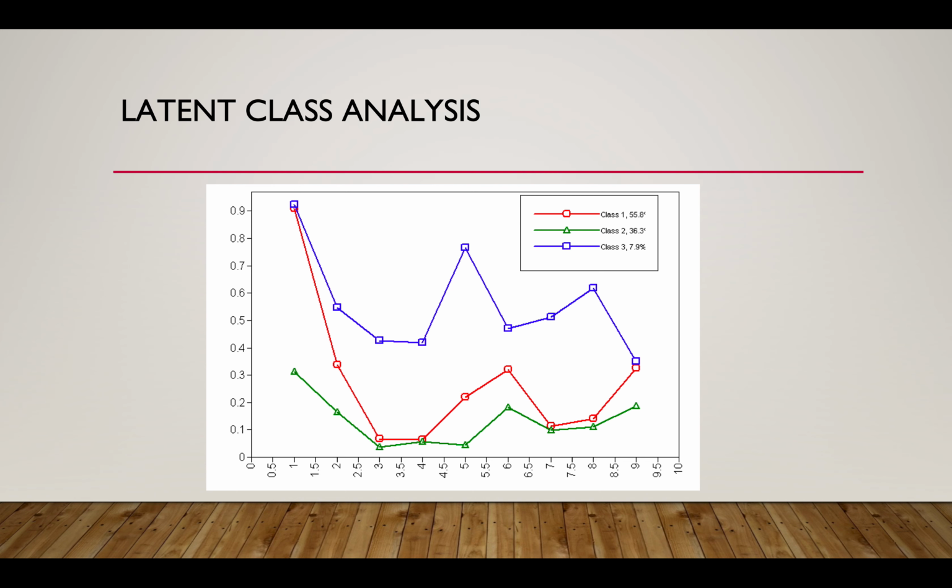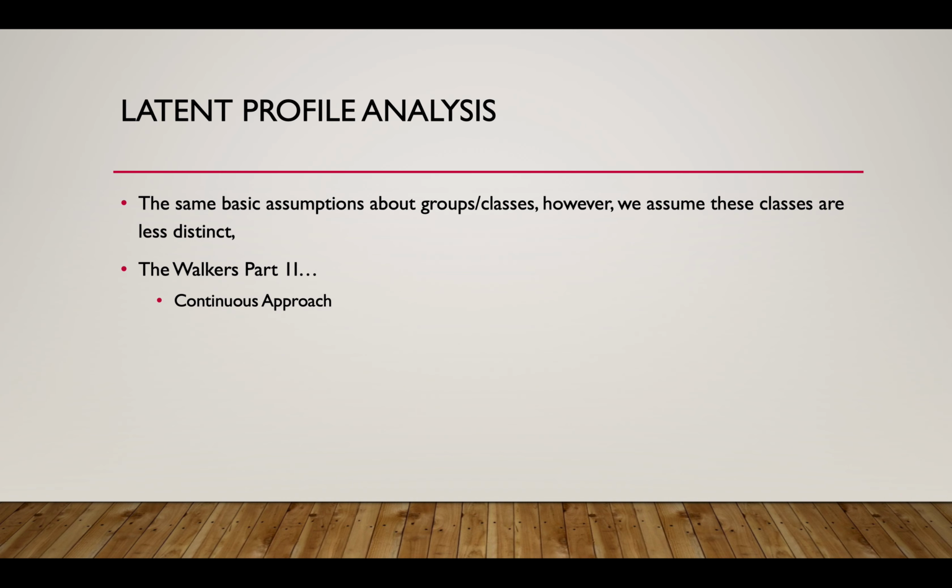The other feature of latent classes and of latent profiles is that you wind up having to name these groups based on the items that you've asked them, or some other kind of qualitative feature of the group. Then we have latent profile analysis. Latent profile analysis has the same basic assumptions about groups or classes. However, the classes wind up being less distinct. The items used to measure them wind up being more continuous, and you can have a lot more items.